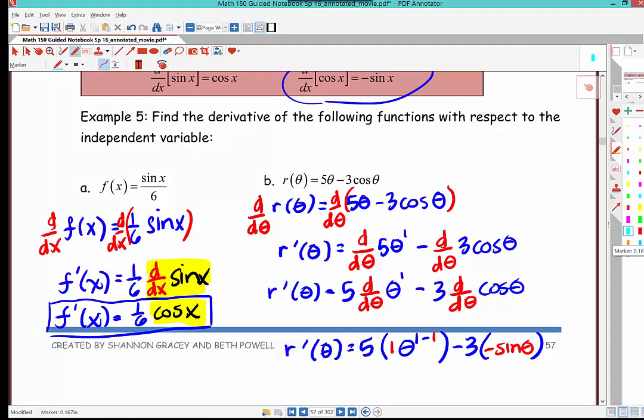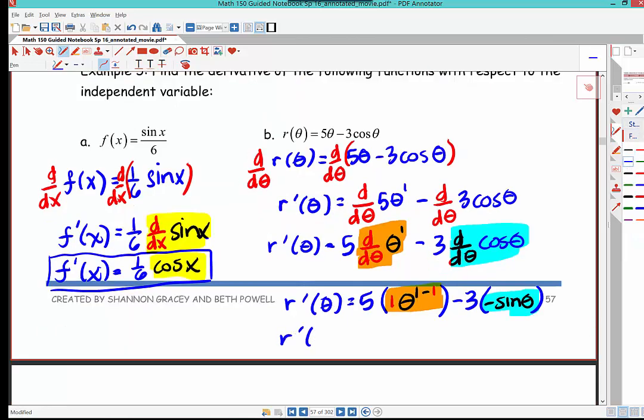So here, d d theta of cosine theta has an output of negative sine theta. And then we'll have d d theta of theta to the 1 is this guy, using that power rule. So let's see, we'll have r prime at theta is 5. Remember, that's going to be 1 plus 3 sine theta. And we're all set. How'd you do?